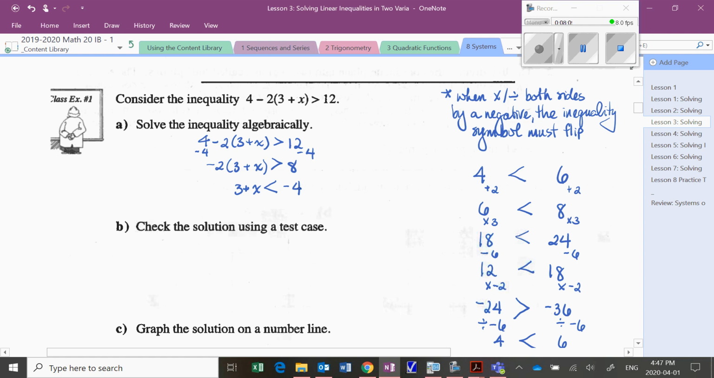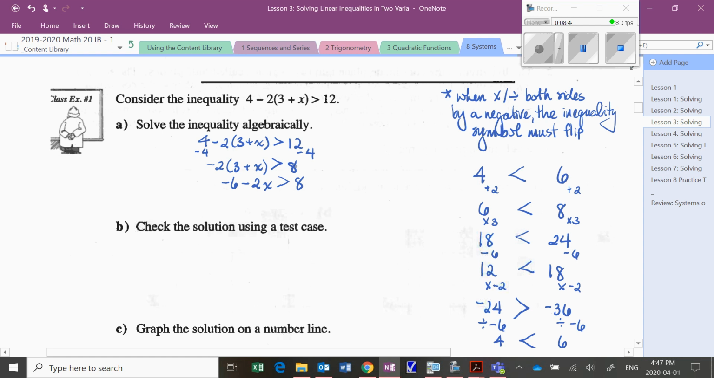Okay, so we can go that way, or alternatively, if you wanted to distribute in, I can multiply in that negative 2, so I would have negative 6 minus 2x greater than 8. Sometimes people say, well, hey, wait a second, you multiplied by negative 2, why didn't you flip the symbol? Well, because it wasn't something that I introduced to both sides. This was already part of the set of operations on that left side, which was to multiply in the negative 2. It wasn't something that I was doing to both sides.